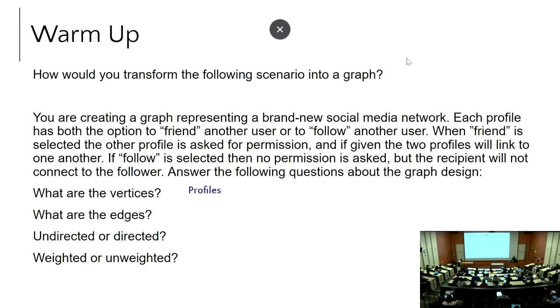So follows and friendships would be sort of what we're representing with our edges. And I think that leads us to these further questions about what information do we need to store in each of these edges? I will probably in all these design questions also ask you what information you need to store in each of the vertices. Remember, you can think of the vertices as an object, and you can think of the edges as an object, and they need to store information.